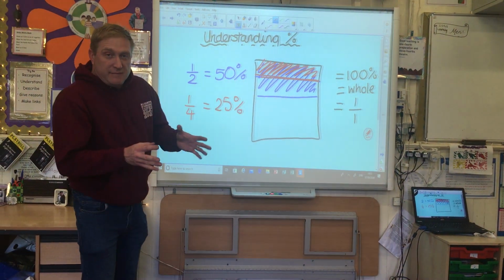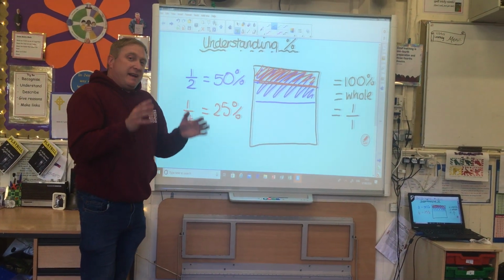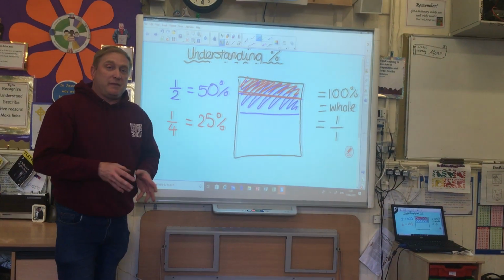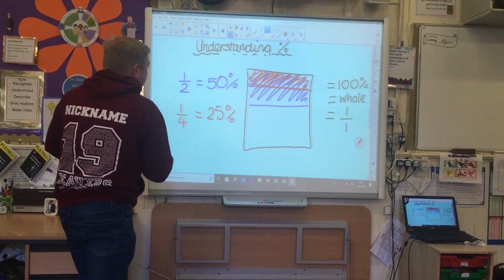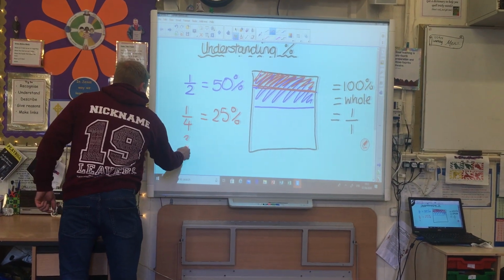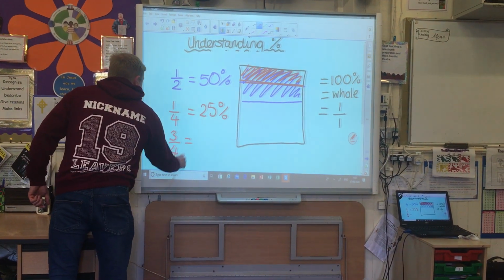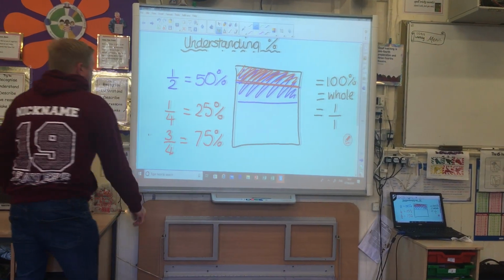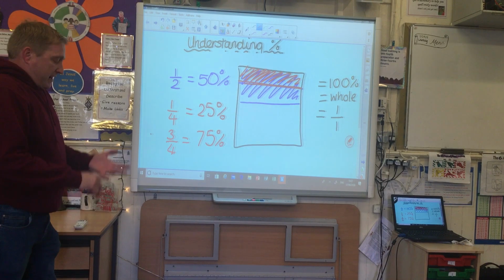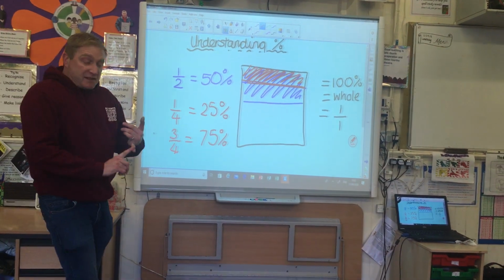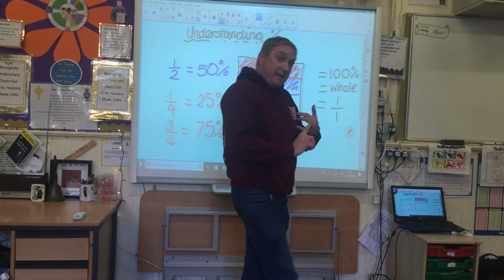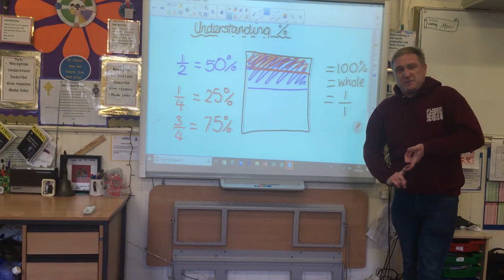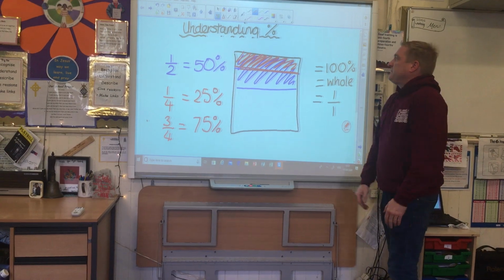So a whole lot, 100. Half is equivalent to 50%, a quarter is equivalent to 25%, 3 quarters is equivalent to 75%. So we've got 25% is a quarter, 50% half, 75% 3 quarters, 100% a whole one.